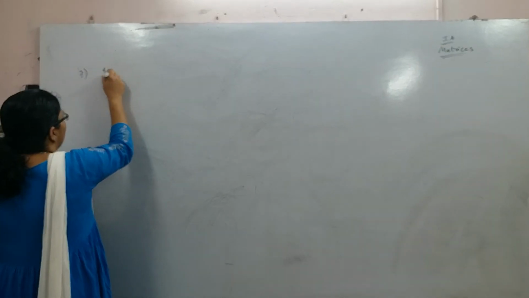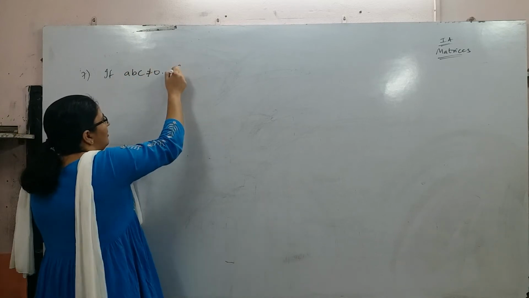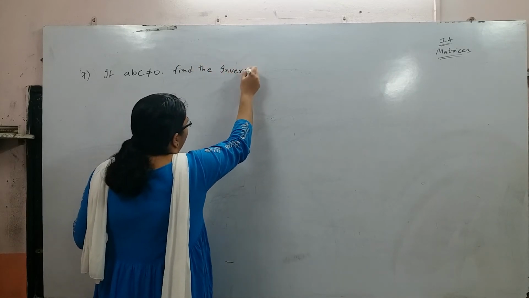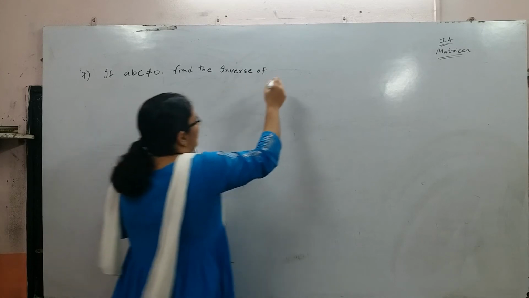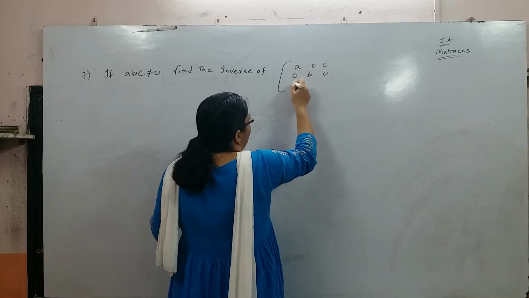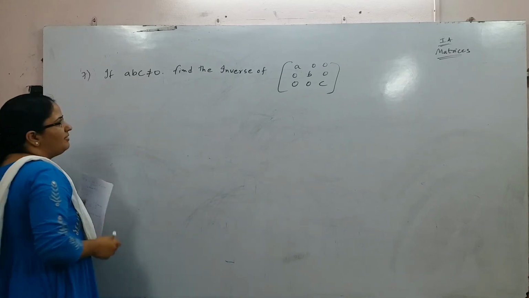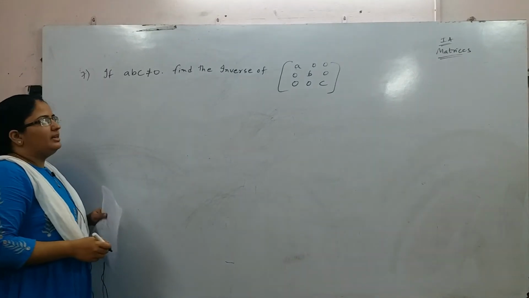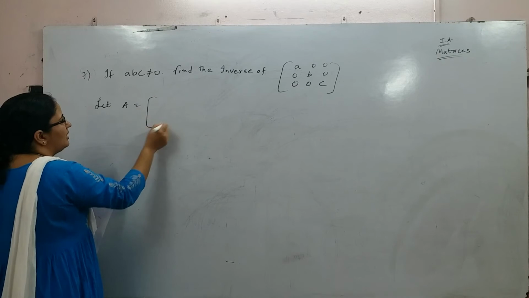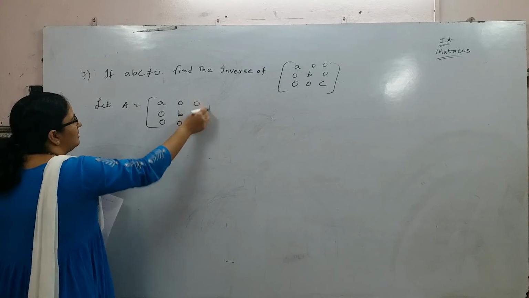Seventh one: if abc is not equal to 0, find the inverse of the matrix a 0 0, 0 b 0, 0 0 c. You have to find the inverse of this matrix. First of all, we will find the determinant, then the adjoint, then the inverse. Let matrix A be equal to a 0 0, 0 b 0, 0 0 c.